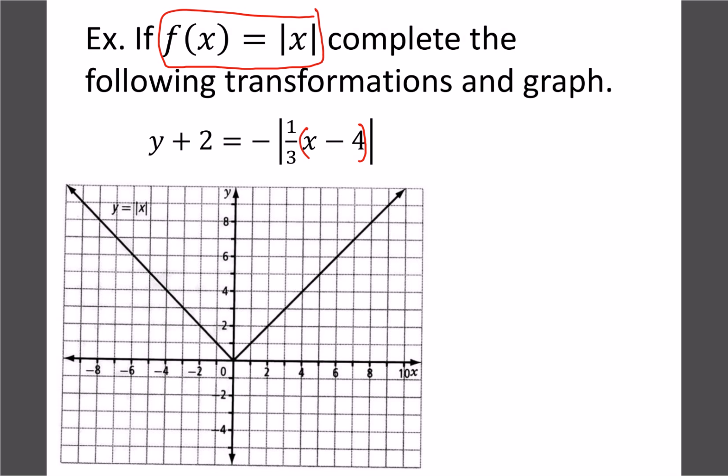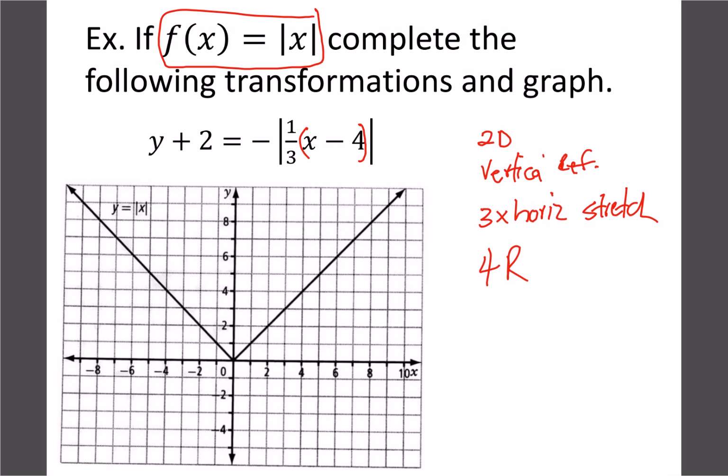So first of all, we have y plus 2, so that would be 2 units down. Then we've got this negative out front, so that's a vertical reflection. Then we have a 1/3 out front, so that would be a 3 times horizontal stretch. And then the last one is the -4, so that would be 4 to the right. So there are our 4 transformations, so now we just have to be careful of order. Let's stick with SRT: stretches, reflections, and then translations.